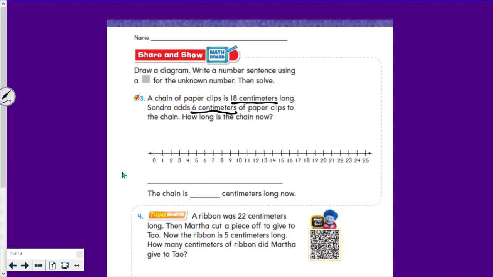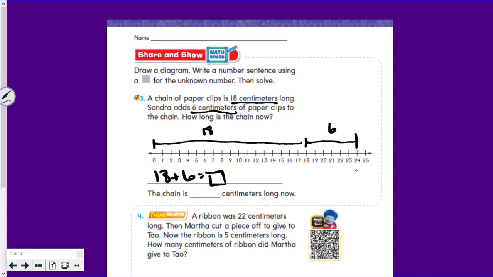All right, so let's see. Let's see if you got it right. So we first should have drawn a line to 18 because the chain of paper clips is 18 centimeters long. So 18. Sandra adds 6 centimeters. So 1, 2, 3, 4, 5, 6. And so then we should have 18 plus 6 equals blank. And so what did we get? 18 plus 6 equals 24. So the chain is 24 centimeters long now.